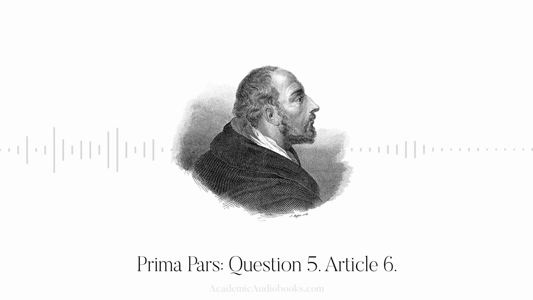Article 6. Whether goodness is rightly divided into the virtuous, the useful, and the pleasant? Objection 1. It seems that goodness is not rightly divided into the virtuous, the useful, and the pleasant. For goodness is divided by the 10 predicaments, as the philosopher says. But the virtuous, the useful, and the pleasant can be found under one predicament. Therefore, goodness is not rightly divided by them.